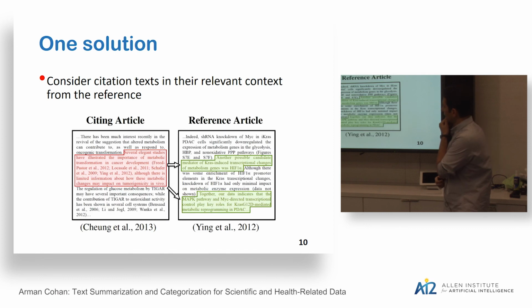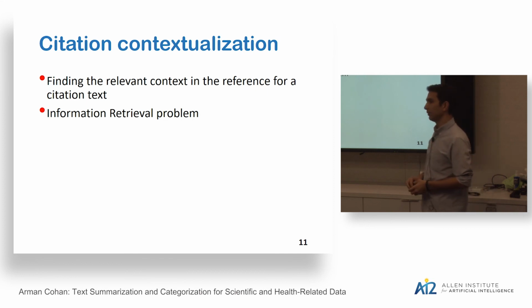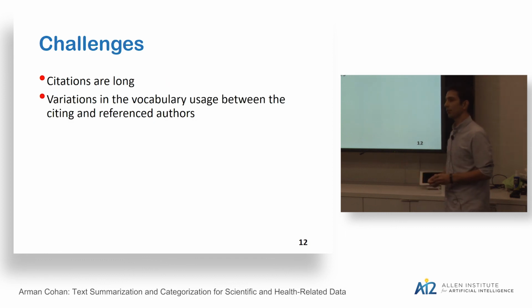One solution is to consider the context from the reference article. If we have this citation text and find what parts in the reference article are directly about it, we can consider them together to prevent those problems. This is an information retrieval problem where we have the citation text, which is the query, and we want to retrieve reference spans from the article that are related to it. The challenges with this problem are that the citations are long and there are variations in vocabulary usage between the citing author and cited author.